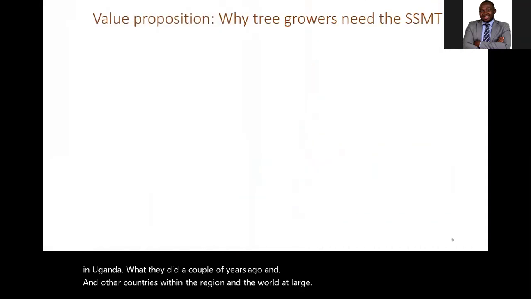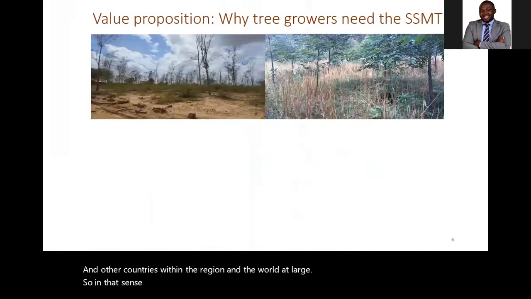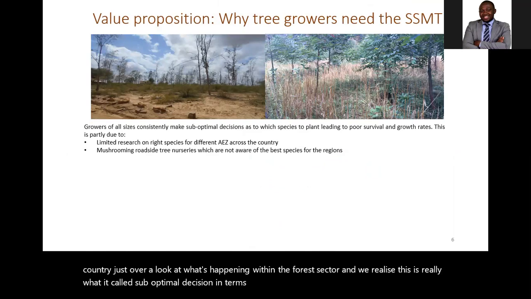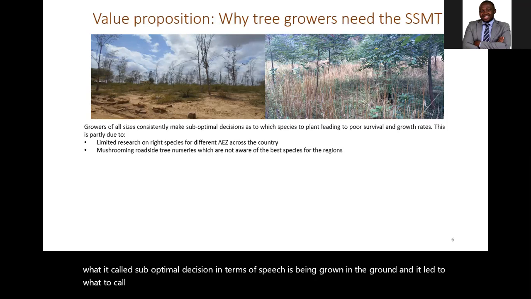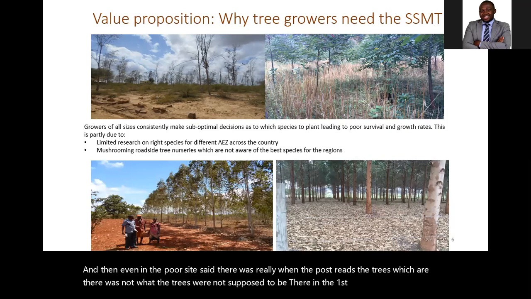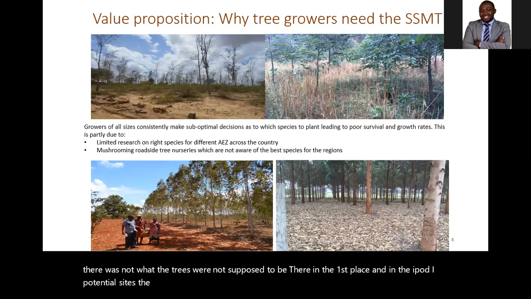So in that sense, when we came in as a program in 2017, we traversed different parts of the country just to have a look at what's happening within the forestry sector. And we realized there's really what you call a suboptimal decision in terms of species being grown on the ground. And it led to really poor survival, growth, and poor trees. Even in the poor sites, the trees which were there were not supposed to be there in the first place. And in the high potential sites, the trees which are there basically were being managed poorly.